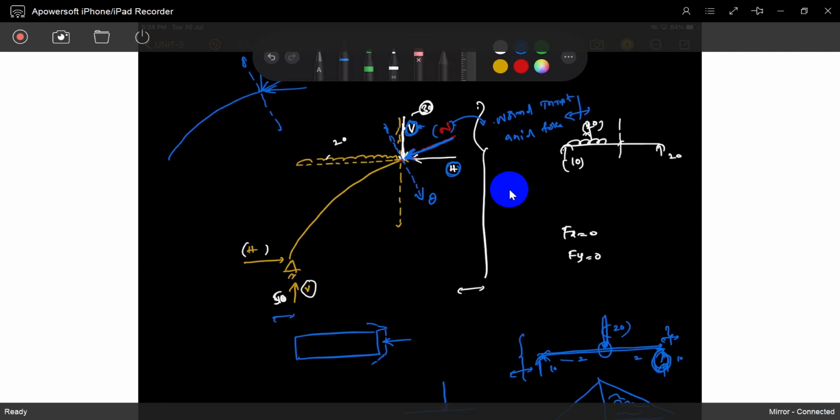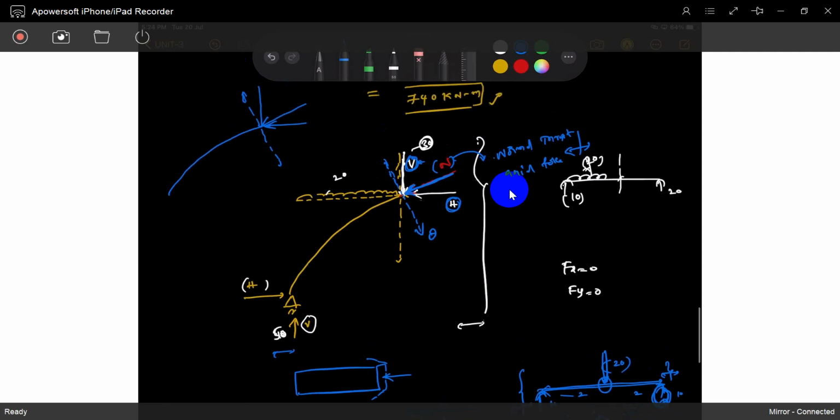Okay, so now we have to find out the normal thrust and the horizontal. This is the radial shear, and this is the normal thrust. If you take this angle as theta, V is there and H is there. You have to find out N and Q.